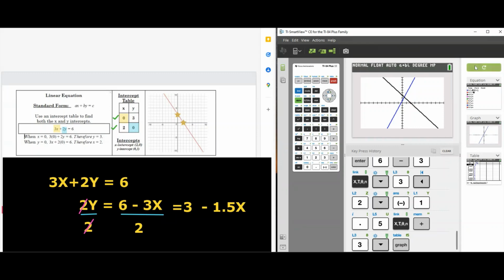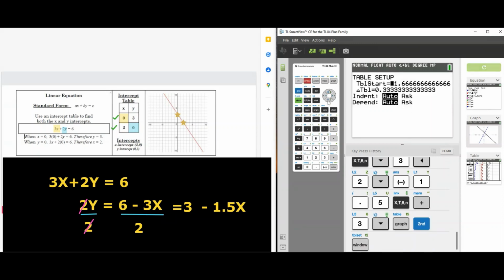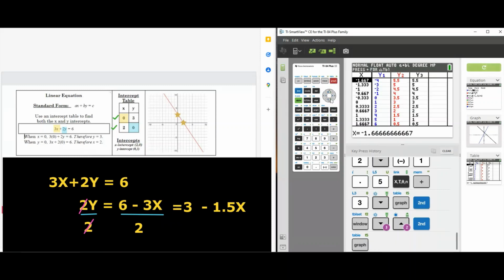Why is this important? Well, the point is that if I go to the table settings here, since I put the equation in fraction form, I make sure the table's skipping by 1/3, because that's what we wanted for the other one. Now what I'll do is I'll do second table, and you'll see the equations are here in decimal.